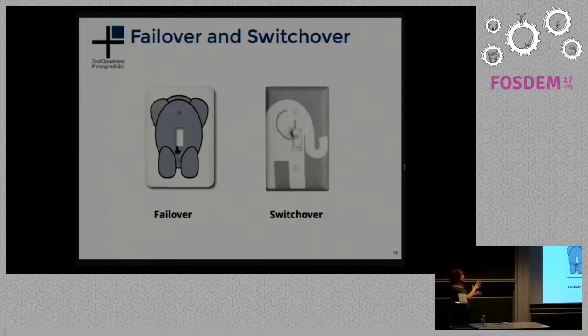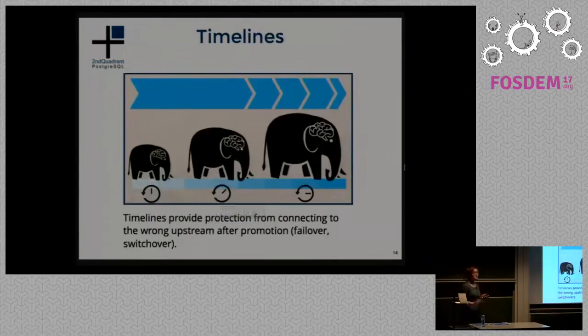So this picture you should remember if you want to know the difference between the terms. Switchover, you have the control. Failover, you don't. Timelines. I think timelines in PostgreSQL is a really important term to understand what is happening. Actually, why do we need this term and why do we use it?